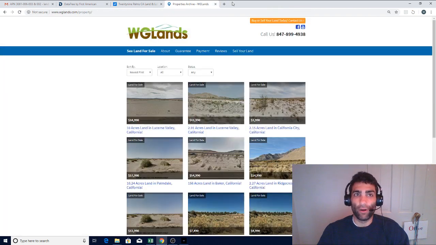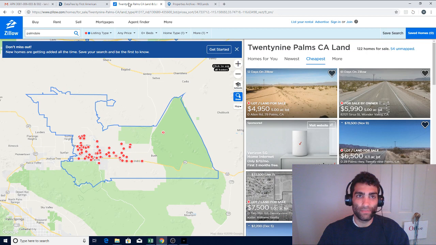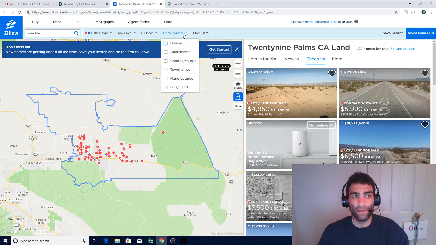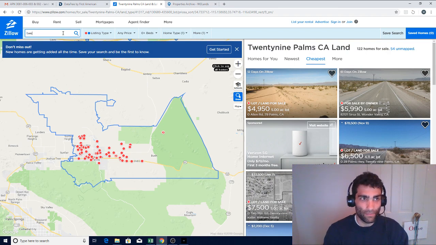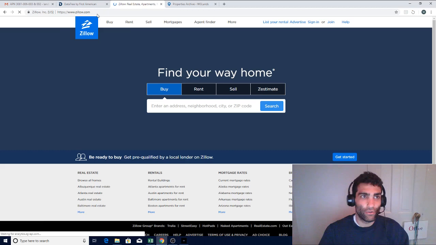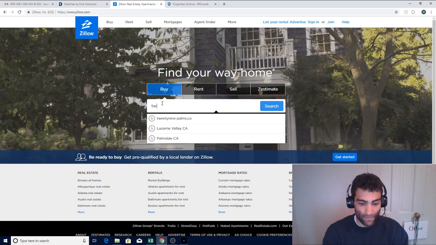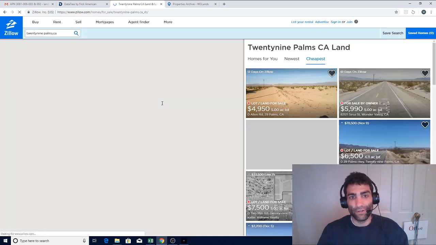So let's just look at a different market. Let's just go to 29 Palms. Just pull this up on Zillow. If you're in Zillow, let's just start from scratch. Zillow.com. Let's go to 29 Palms. Show you how I go about it.